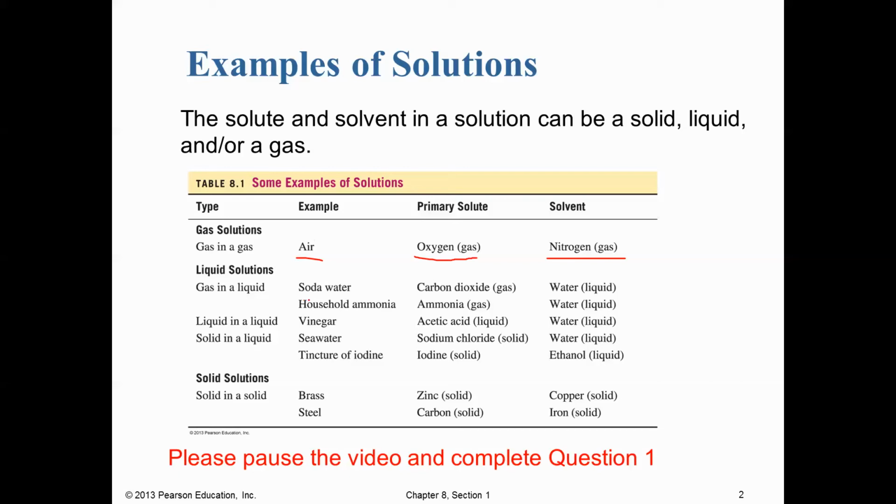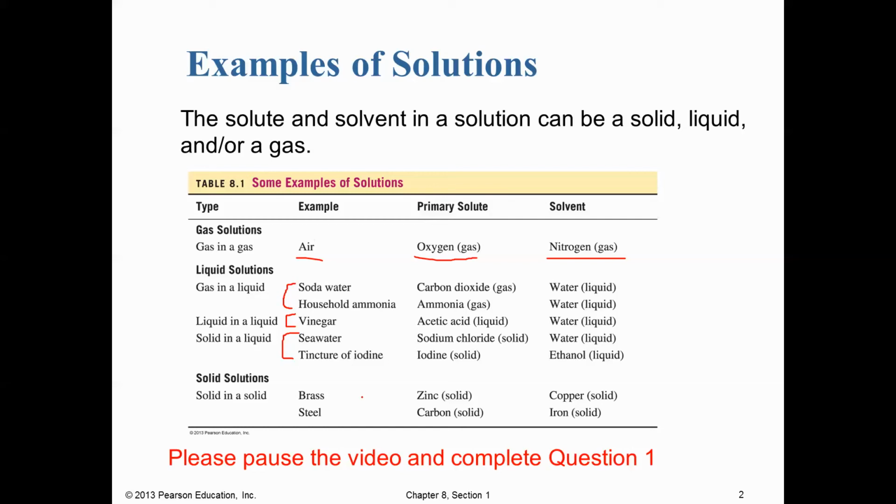In liquid solutions, we can have solids dissolved into our solution, so solid solutes, or we can have liquid solutes. Another example of this would be like hydrogen peroxide. That's actually a liquid dissolved into water. And we can also have gaseous solutes dissolved into our liquid, in this case water, like household ammonia or carbonated water are examples of these.